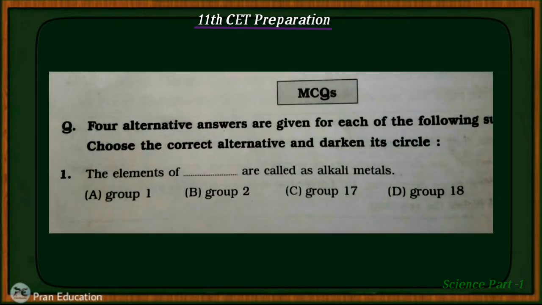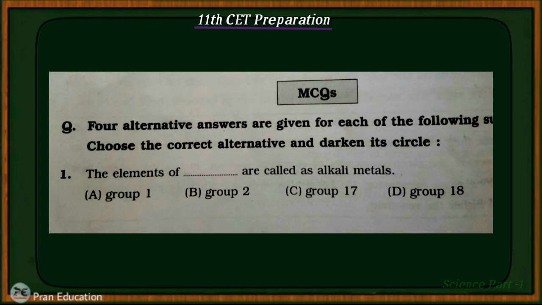Okay, let's start. Chapter 2, Periodic Classification of Elements. MCQs. Four alternative answers are given for each of the following questions. Choose the correct alternative and darken its circle.